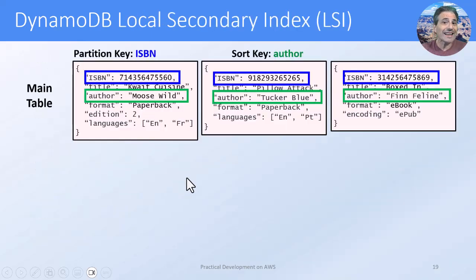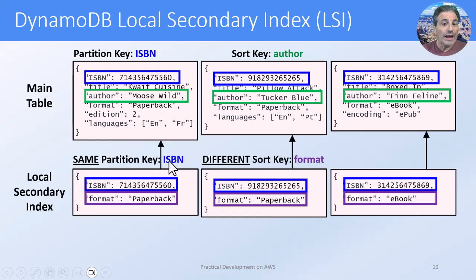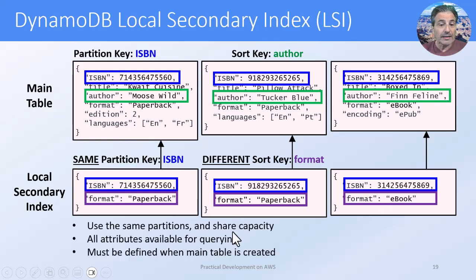So the LSI, the local secondary index, where if you have a main table like this, the one we've been using, so assume the partition key is the ISBN, the sort key is the author. A local secondary index would have the same partition key, but it might have a different sort key. So in this case, you should have the same partition key, but perhaps you want to do a secondary sort by the format, whether it's paperback or ebook. Now, the advantage of the LSI is that it's actually going to be using the same partitions and share the same capacity of the main table because, well, they share the partition key.